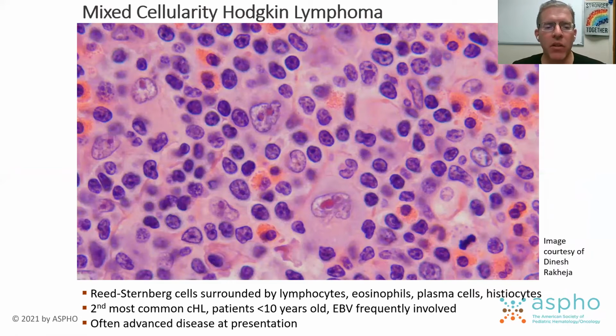This is mixed cellularity Hodgkin lymphoma. Here you see the Reed-Sternberg cells, but now they're surrounded by lymphocytes, eosinophils, plasma cells, and histiocytes. It's the second most common form of classic Hodgkin lymphoma. It's often seen in patients less than 10 years of age, and Epstein-Barr virus is frequently involved. Disease is often advanced at presentation, but here you see the lymphocytes, the histiocytes, the eosinophils, so mixed cellularity.